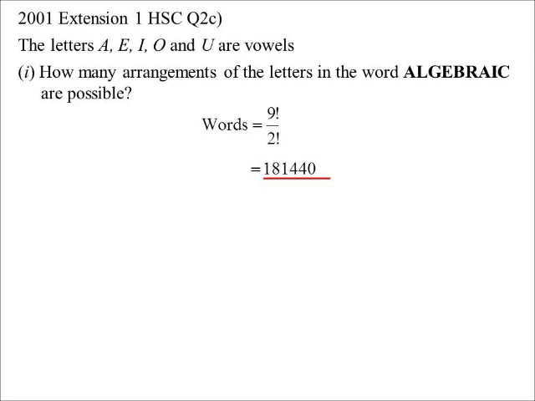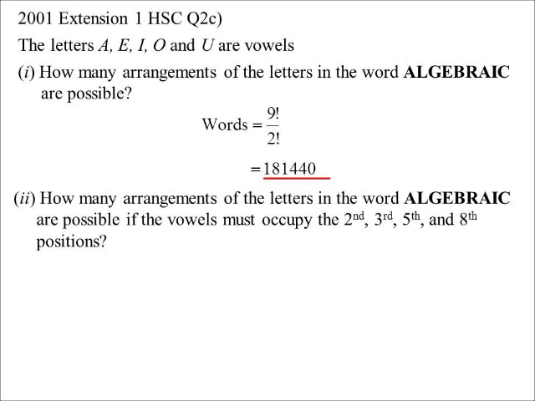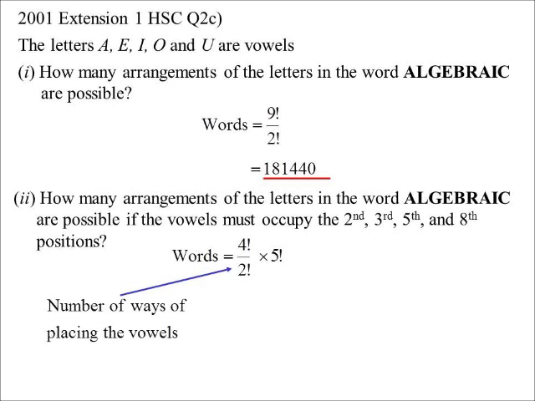Okay. Second part of the question. So now, how many arrangements are possible if the vowels occupy the 2nd, the 3rd, the 5th and the 8th position? So we look after the conditions first. The condition is we're going to arrange the vowels. There are 4 vowels, but 2 of them are the same. So 4 factorial on 2 factorial. Right? So that's arrange the vowels, and then once we've got that order, we're just going to slot them into the 2nd, the 3rd, the 5th and the 8th position.